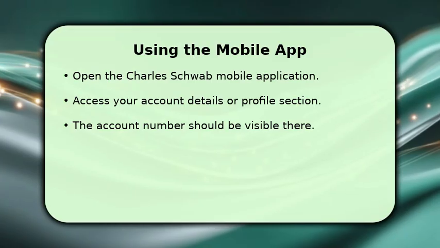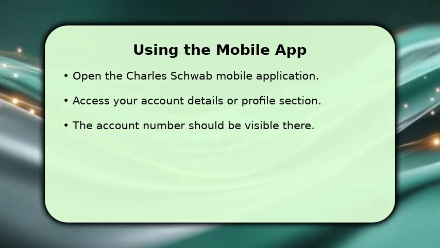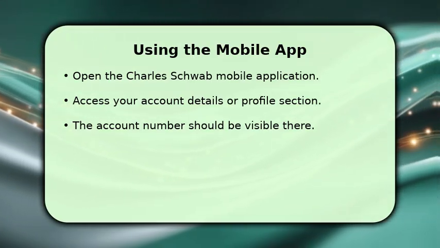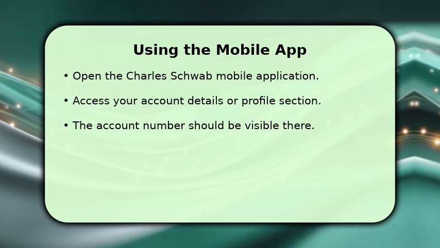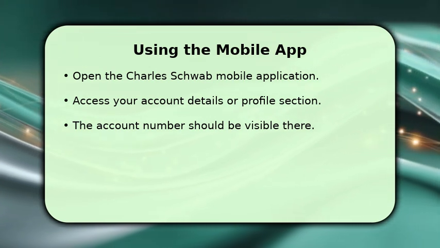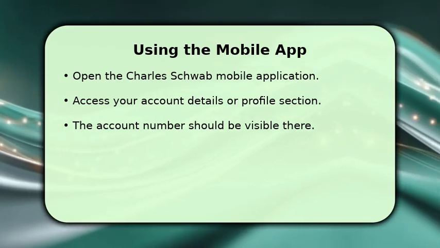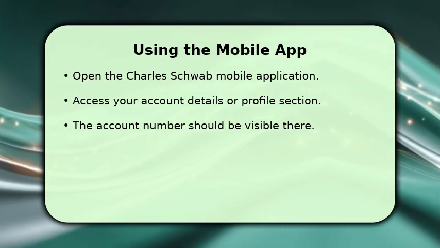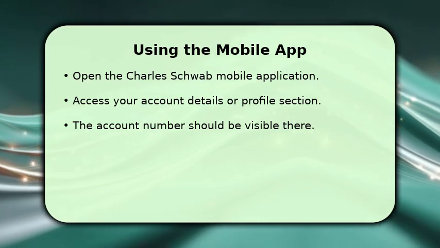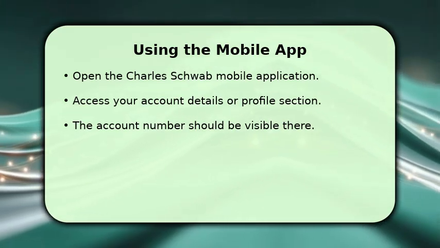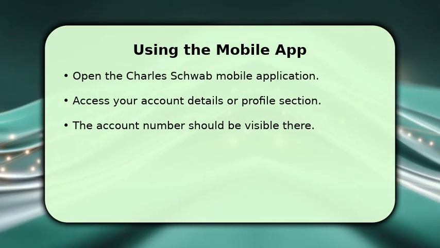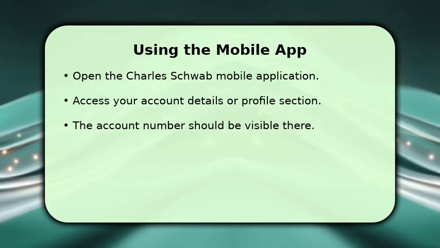The Charles Schwab mobile application also offers a convenient way to find your account number. After logging into the app on your smartphone or tablet, navigate to your account details or profile section. You'll typically find the full account number listed there, often under an account information or summary heading. This provides quick access while on the go.